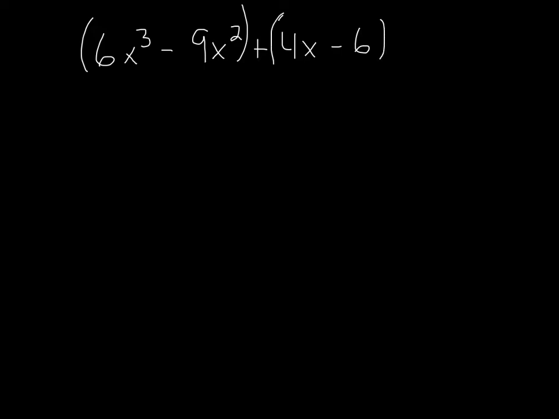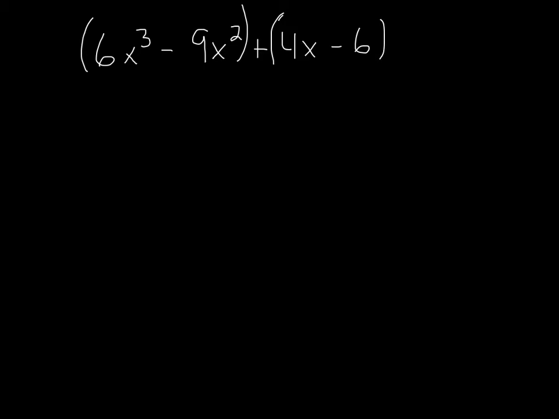Okay, so we have 6x cubed minus 9x squared plus 4x minus 6. Now if you look at this, we don't have a common factor to everything, and it's obviously not something we can factor normally. So what we're going to do is group them. We're going to group these together, and now we have two different parts that we could factor. We do have factors in common.